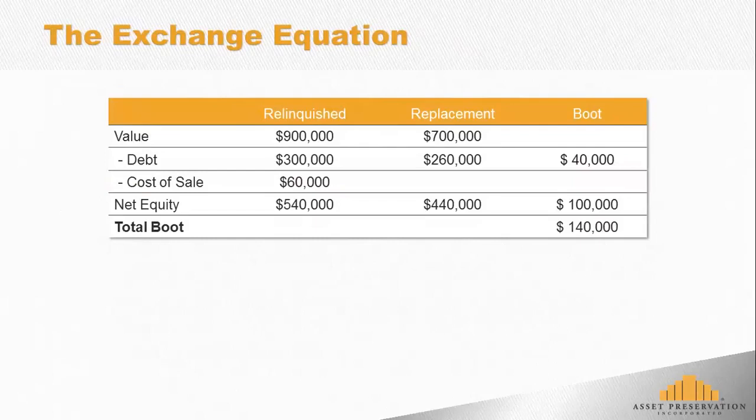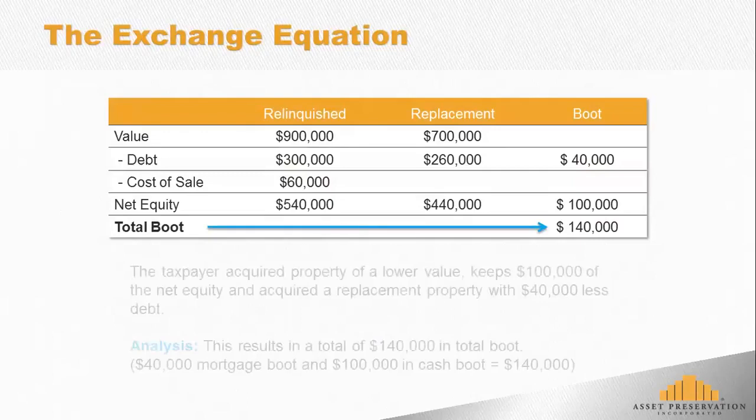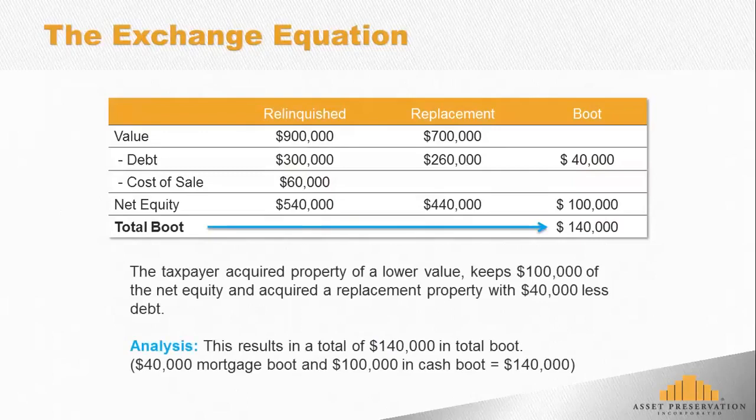In this example, taxpayer had a mortgage of $300,000 on the relinquished property sale. They purchased a property with only $260,000 of mortgage, so they have $40,000 of mortgage boot. They only reinvested $440,000, so they received $100,000 of cash out of the transaction. Now to look at the total boot, you add the mortgage boot to the cash boot, which is $140,000 of boot. So this is an example of both mortgage boot and cash boot and what the tax situation would be.